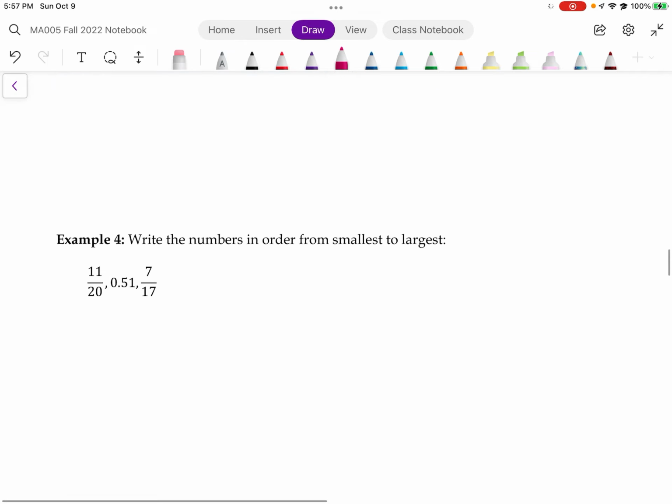All right, so write the numbers in order from smallest to largest. How would you do this? All right, so what we're going to do is find that 11/20 is 0.55, and then the next number is 0.51, of course. I'm just writing them all down. And then 7/17, I'm going to put that in my calculator and find it to be 0.4118, and it continues on. It doesn't repeat, but it continues on. And it's going to be basically 0.41.